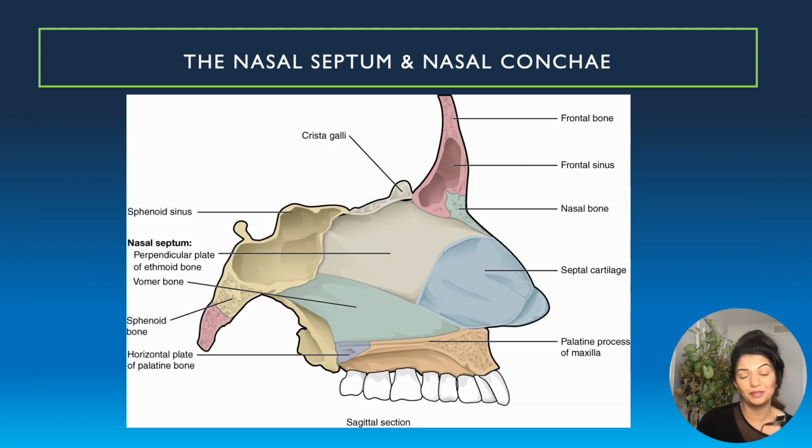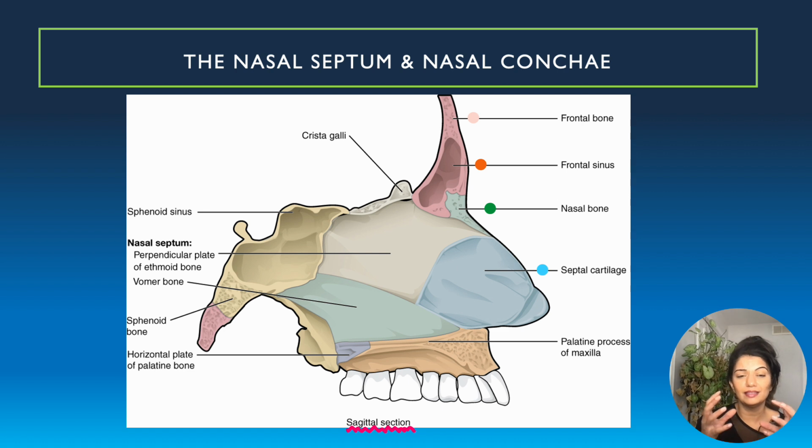The nasal septum and nasal conchae. I'm not going to spend a lot of time on this, but just to orient you, we've got a sagittal view here. The frontal bone and the frontal sinus are prominent features, right above the nasal bone. And then we've got septal cartilage that you can feel when you feel your nose. It gives it that fluidity and yet separates structures.